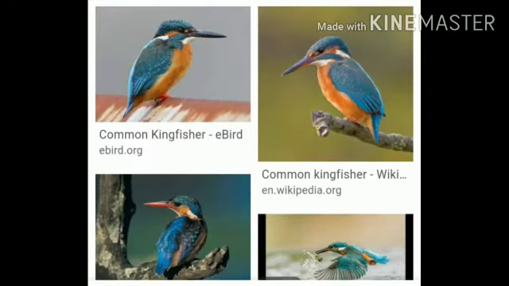Next is kingfisher. All of you listen, broad, long and pointed beak. These beaks help them to catch fish from the water bodies. Okay, they eat the small fishes, and these beaks help them to catch the fishes from the water bodies.